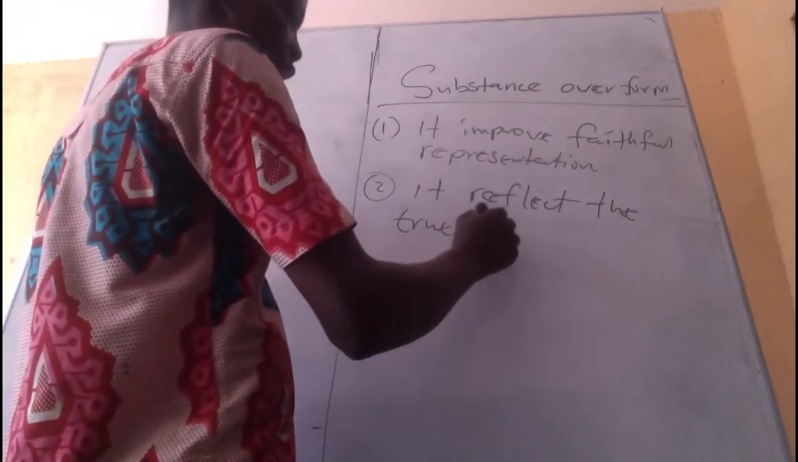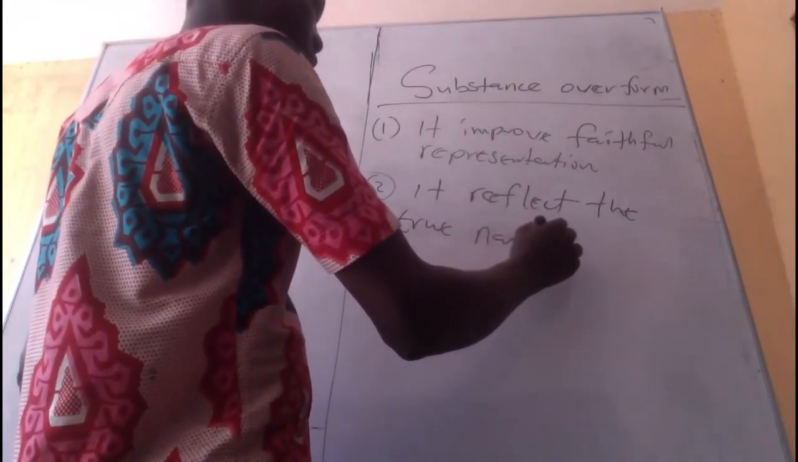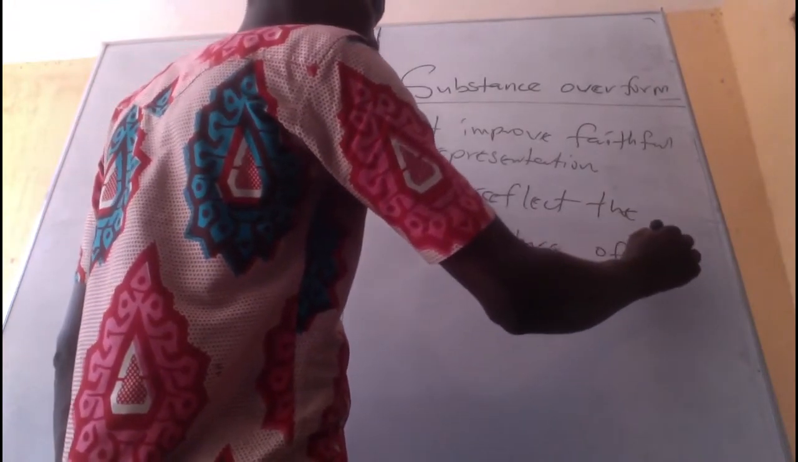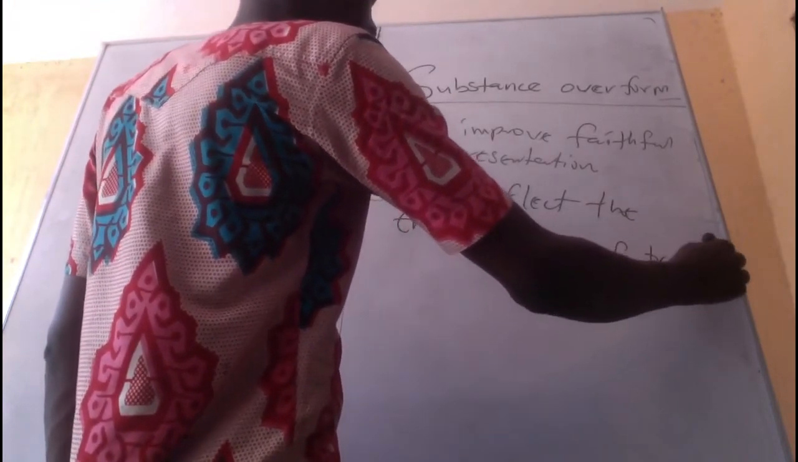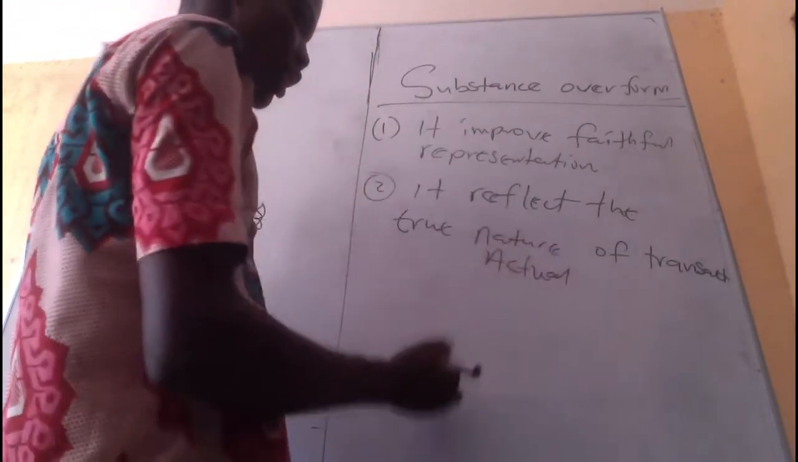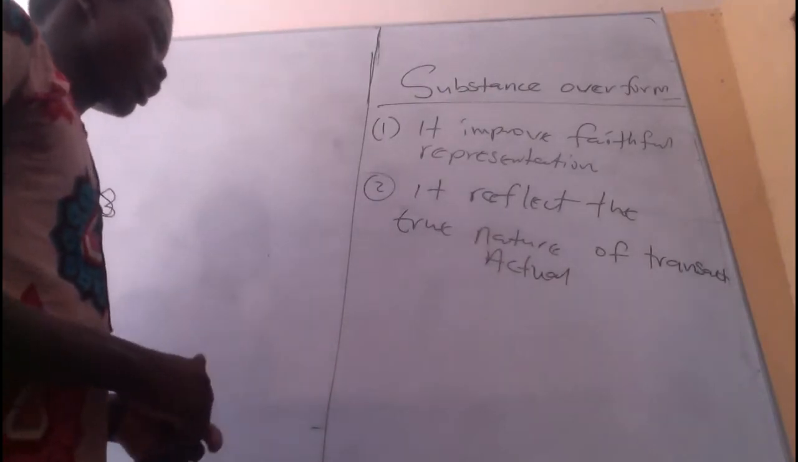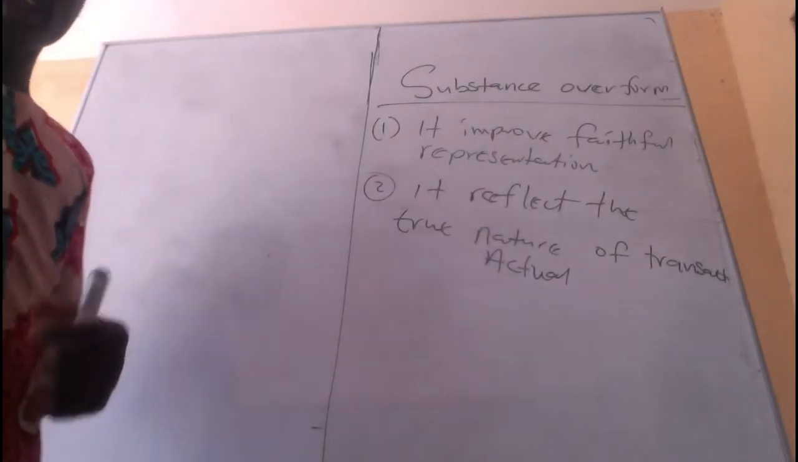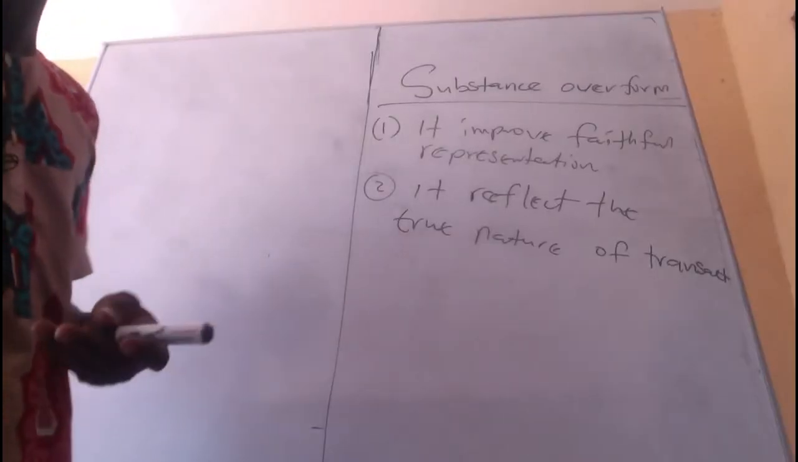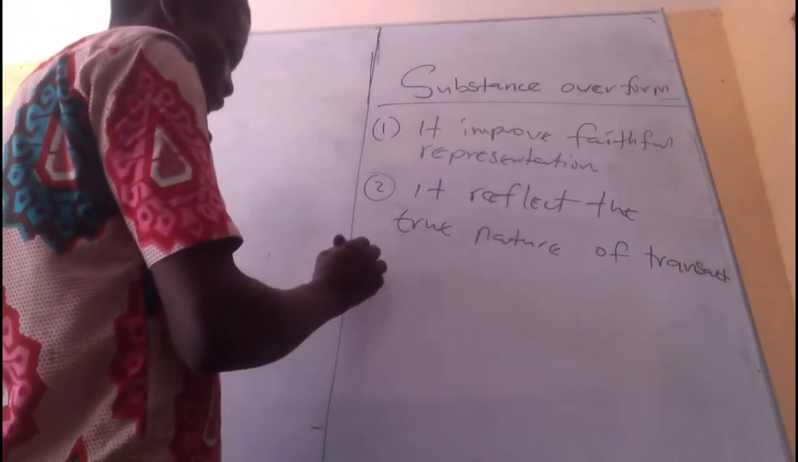So the true nature of what? Transaction. Because we said that's the actual. Don't forget that I wrote actual there for you. So you show the actual transaction, the actual form. So that is it. Good. Now be with me. Let me give you 3 points.